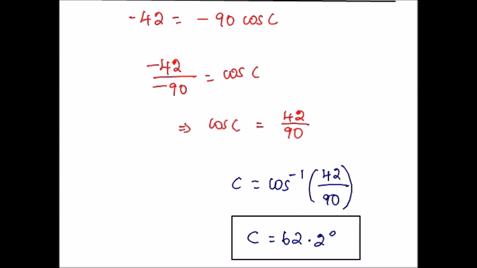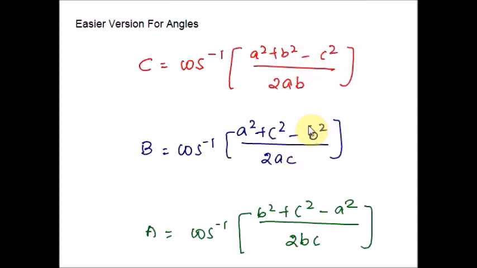Let me write the easier version for angles on the board. You can just note down all these three because in a triangle we'll be just having three sides. So I have just used three formulas for you for your quick reference. Okay. Let me take one example and explain how to use this easier version for angles directly.